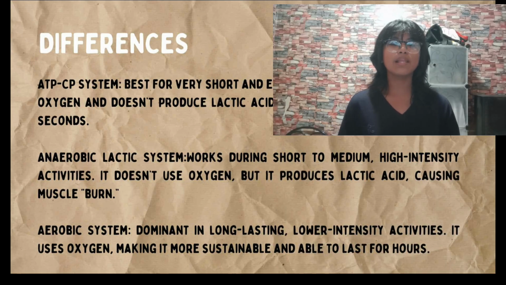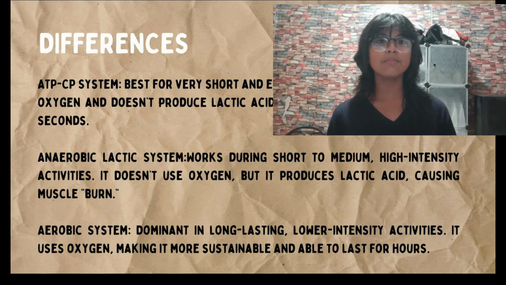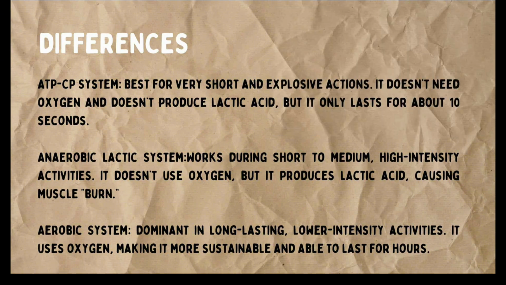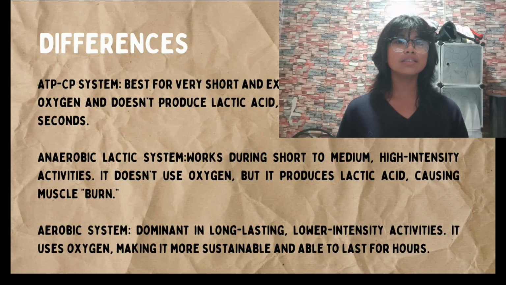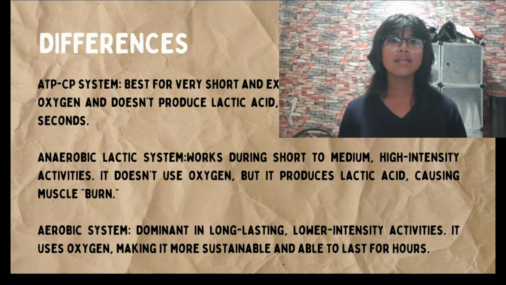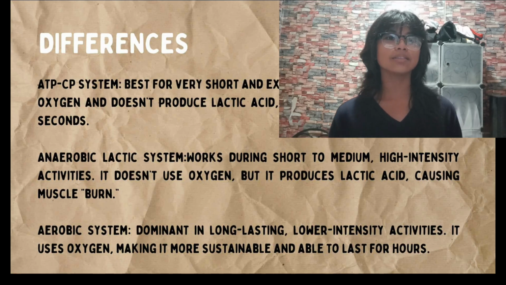The anaerobic lactic system kicks in during tough, medium-length activities like a 400-meter sprint or high-intensity interval training, or HIIT. It doesn't use oxygen, but it makes lactic acid, which causes the burning feeling in your muscles. The aerobic system is your body's main energy source for long-lasting, less intense activities like jogging, swimming, or cycling. Unlike the ATP-CP and anaerobic systems, it uses oxygen to keep you going, so you can sustain the activity for hours.